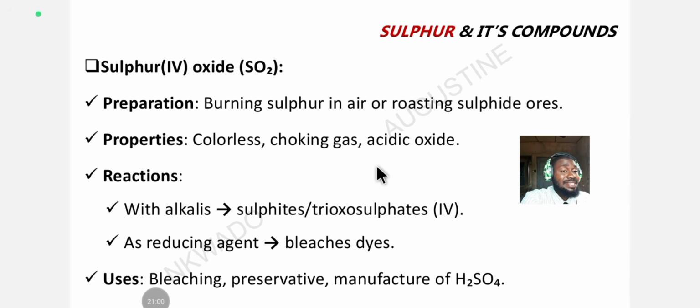Why is it an acidic oxide? Because it forms acid when it dissolves in water, and such a substance can also be called an acid anhydride. All right, so sulfur 4 oxide is the number one cause of acid rain, because when it's present in the atmosphere and the rain falls, being an acid oxide, an acid anhydride, it dissolves in water and forms an aqueous acidic solution of tetraoxosulfite 6 acid.